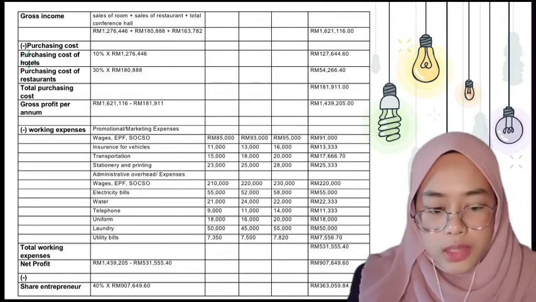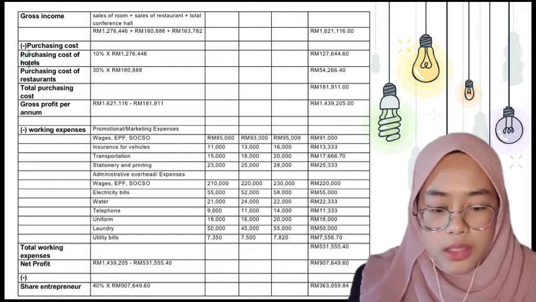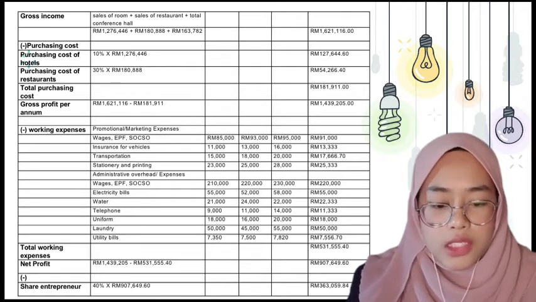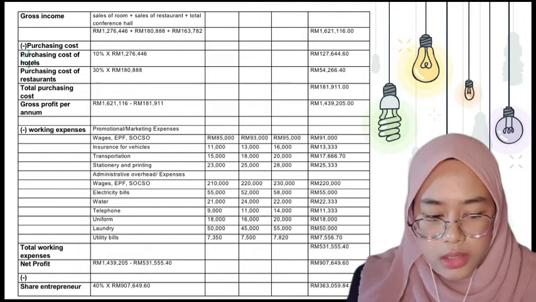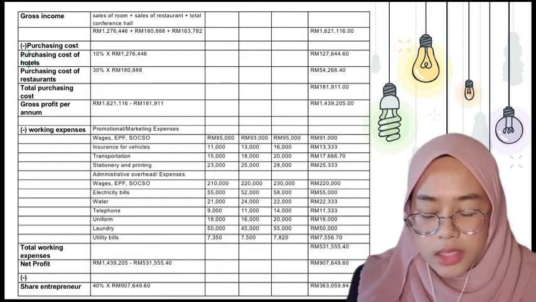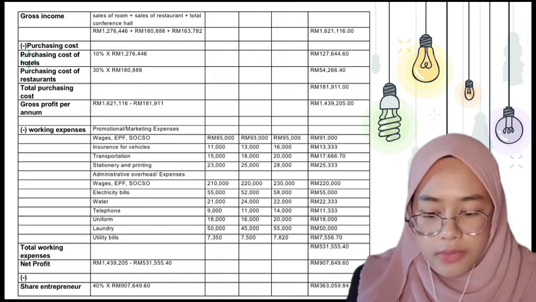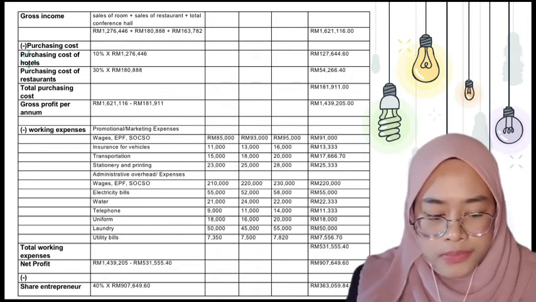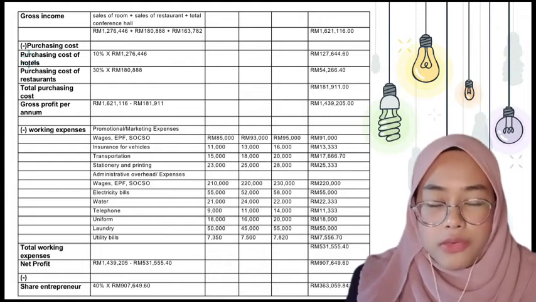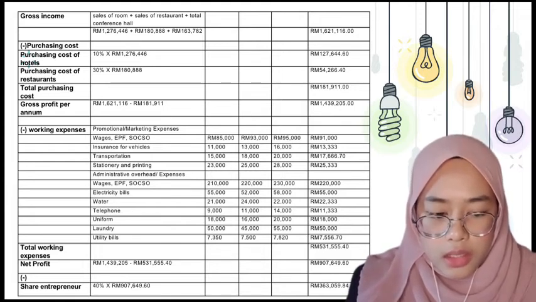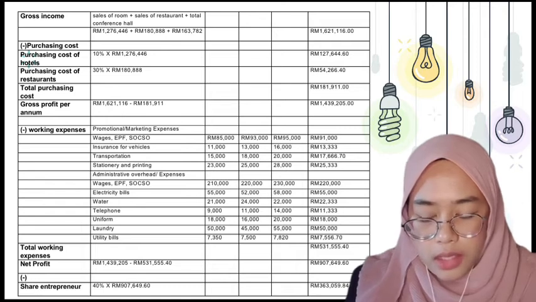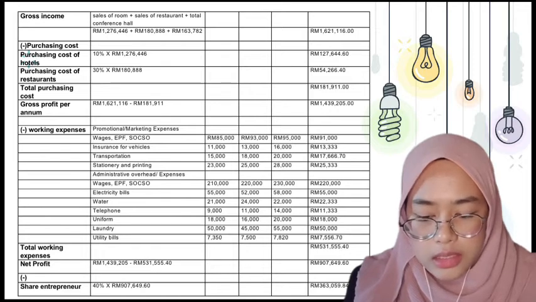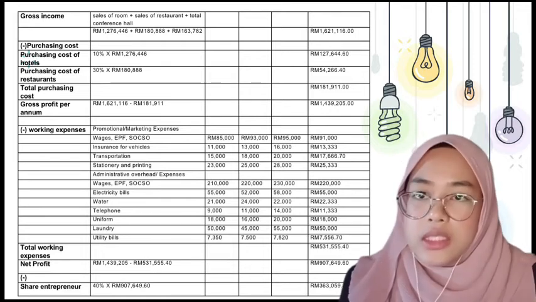Apart from that, gross profit per annum less working expenses. There are two types of working expenses: promotional or marketing expenses, and administrative overhead or expenses. After totalling up these two types of working expenses, we get a total of RM531,555.40. And then to get the net profit, the gross profit per annum minus the total working expenses, and we get RM907,649.60.